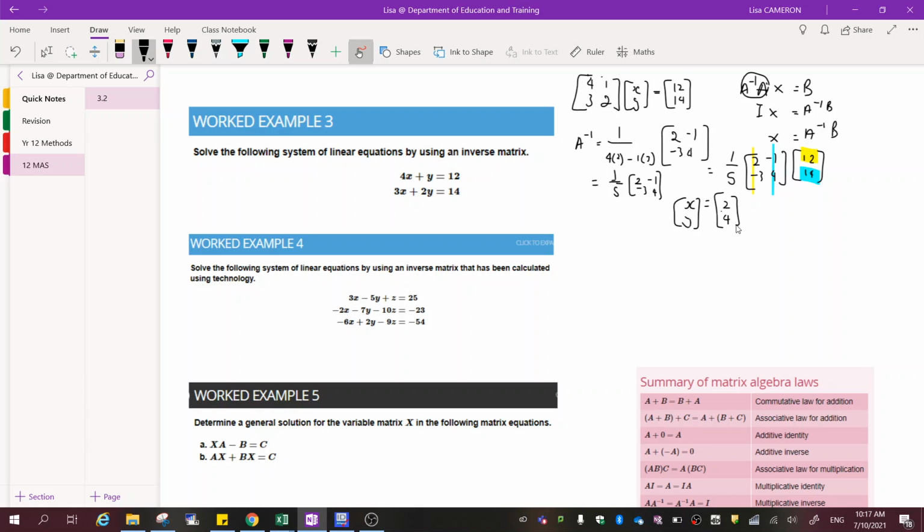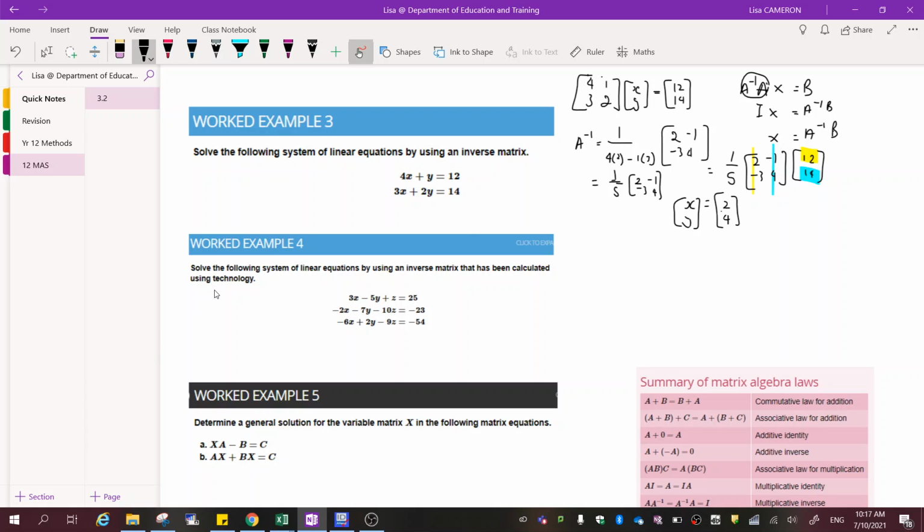Now, a good way of checking that that's the correct answer is to substitute them back in here. So 4 times 2 is 8, plus 4 makes 12, that's correct. 3 times 2 is 6, plus 2 times 4 is 8, which makes 14, so that's correct as well. So I can prove that this is true.